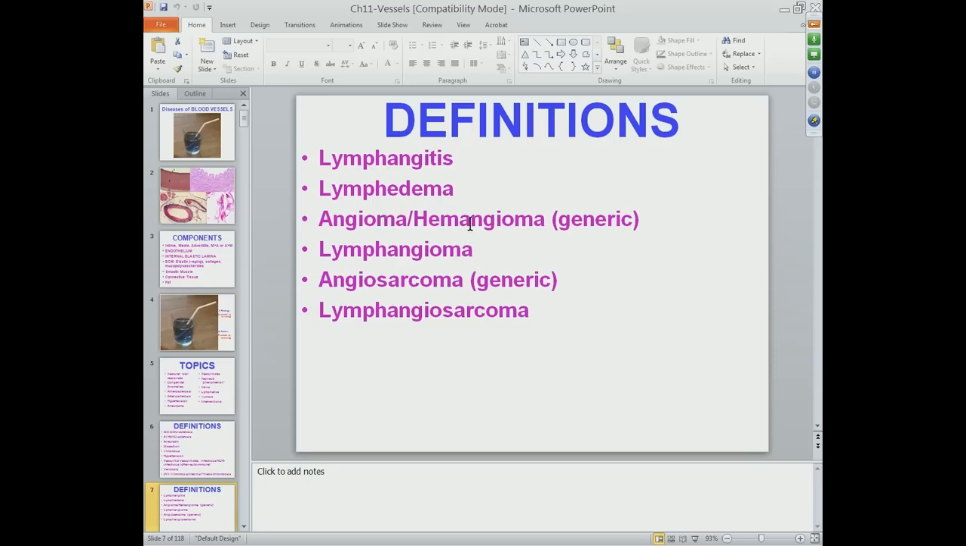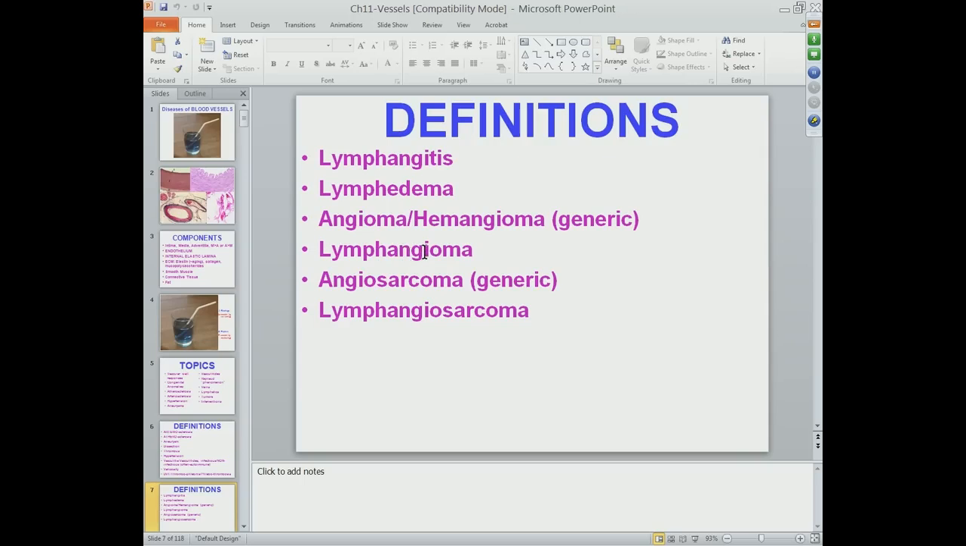Angiomas and hemangiomas are generally generic terms referring to benign blood tumors of blood vessels. There's probably 30 or 40 or 50 specific benign tumors of blood vessels I could think of, but in general, they could all be lumped into the general category of angioma or hemangioma. If it was technically a benign tumor of lymphatic tissues, it would be called lymphangioma.